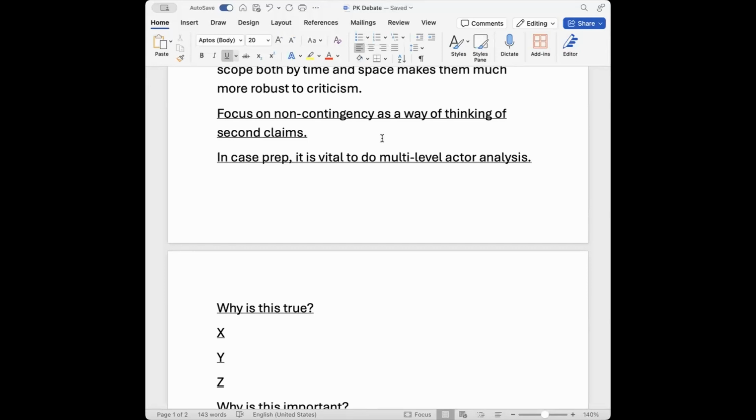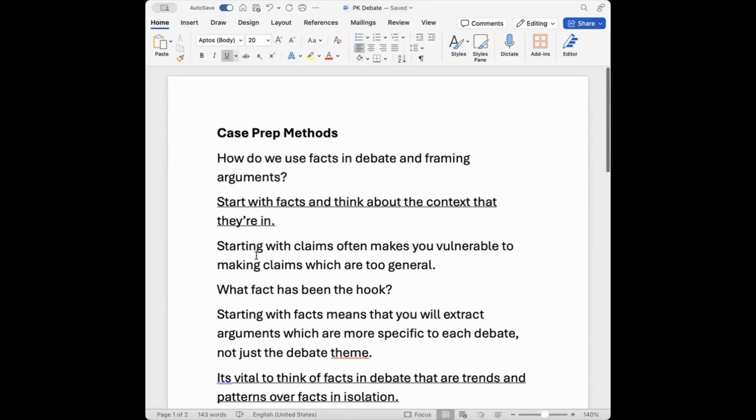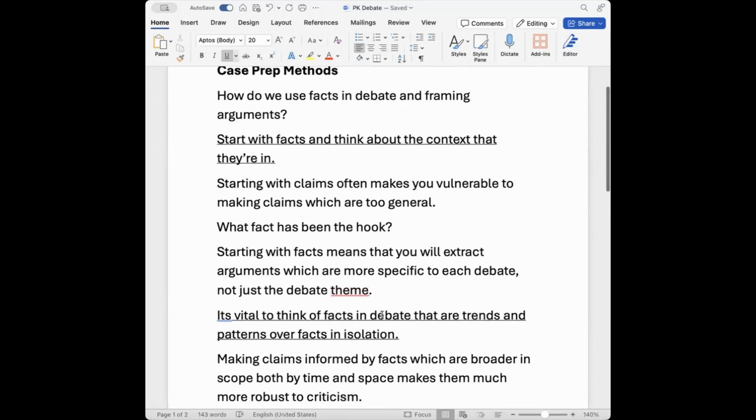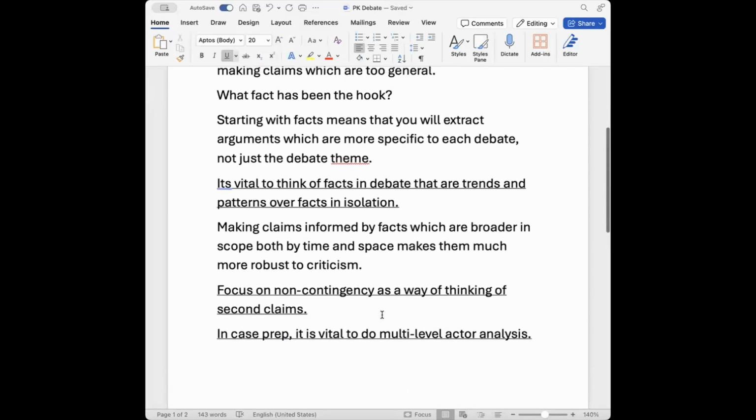So I think to your question about how both sides would resolve this, the trivial answer is just make your characterization. You can almost go through every lesson I have here as a case study. For instance, think of facts in debate that are trends and patterns over facts in isolation. Whichever side can prove that this model of the Chinese approach has been historically better for China and countries like China through lots of trends and patterns is probably more likely to win the debate than the other one. Then I also talked about non-contingency.